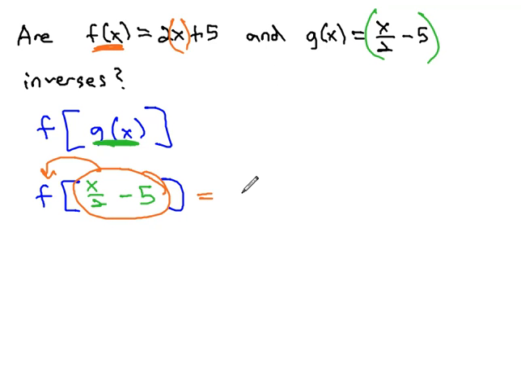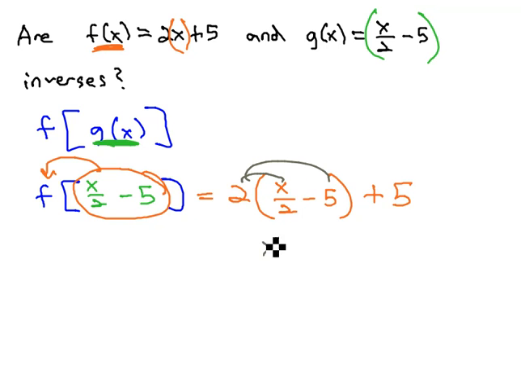Remember, as we make this substitution, it's very important that we put it in parentheses: 2 times x over 2 minus 5, plus 5. Notice the x being replaced with x over 2 minus 5 when in parentheses. Very important. Now, to start simplifying, we can distribute through parentheses. When we distribute 2x over 2, the 2s will divide out, leaving just the x. 2 times negative 5 is negative 10 plus 5. And now, when we combine like terms, we get x minus 5.